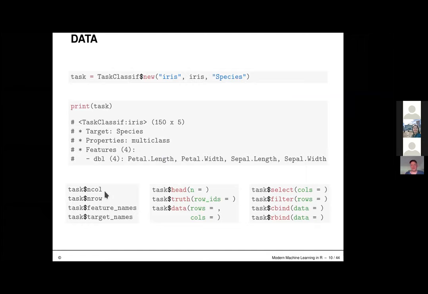And you can access certain things of these objects. For example, you can access the dimensions again, the feature names, the target names. You can query the data. You can subset or filter the task, and you can also expand it, combine columns or rows. And there's much more, but the more technical stuff is in the manual pages.